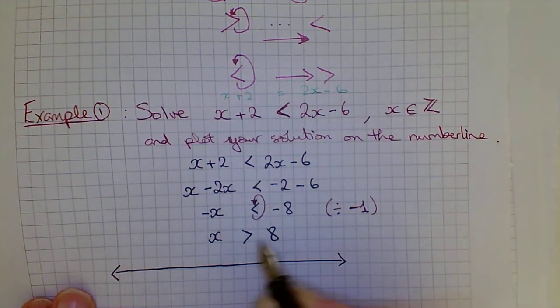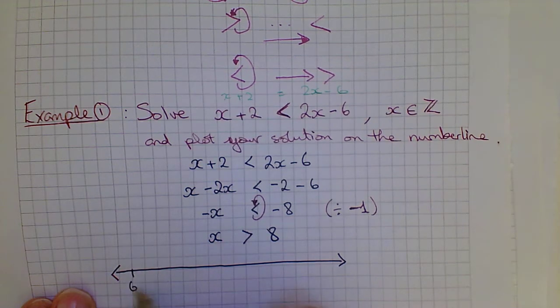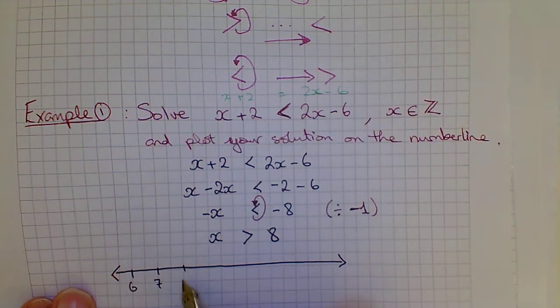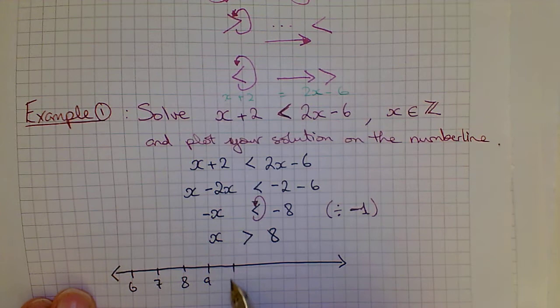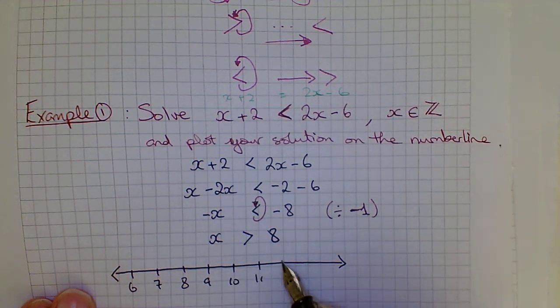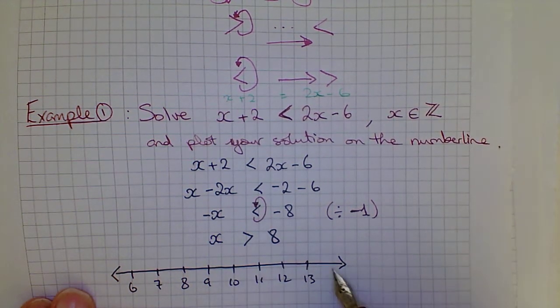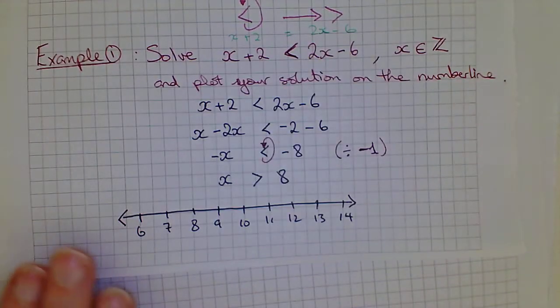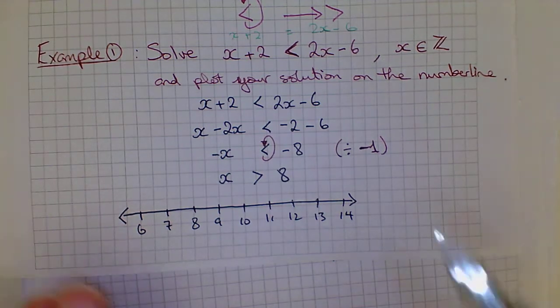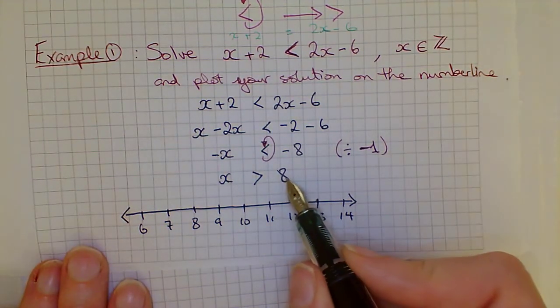And I'm looking for numbers bigger than 8. So if I have 6, 7, 8, 9, 10, I didn't need this many numbers, 11, 12, 13, 14. I could have had half the number of numbers here. I didn't need all of these. And they should be dots. Okay, can I ever be equal to 8?